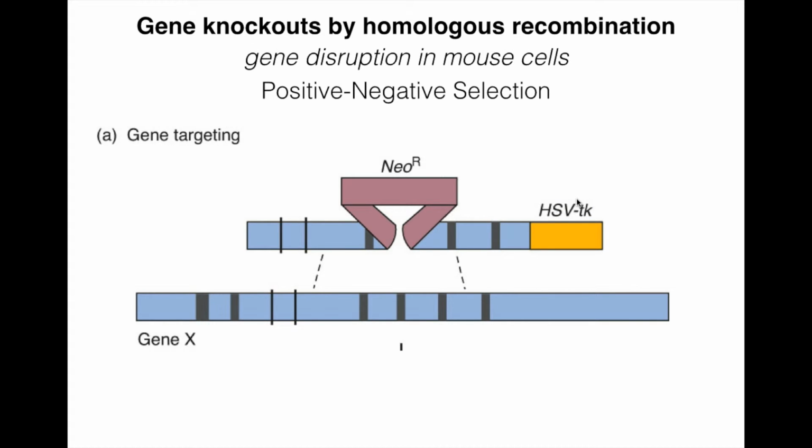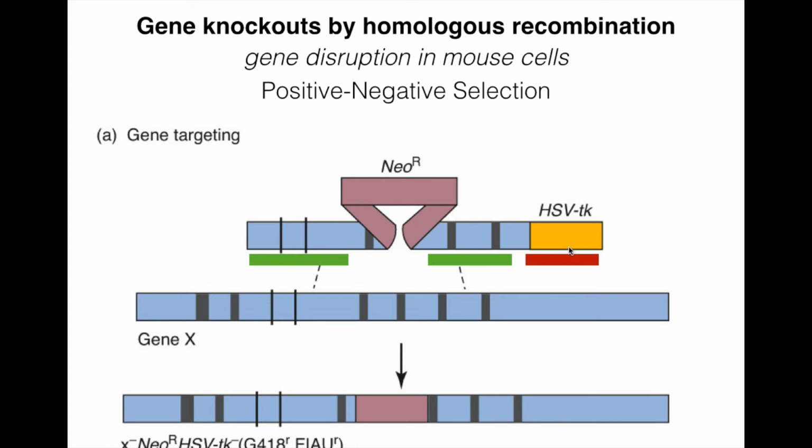Here's how that works, with a diagram. The green areas are showing us the areas of homology. The red is not homologous to our gene of interest, and so recombination will take place in between these two areas of homology and will exclude the area that is not homologous. When the neo gene is inserted by homologous recombination, it takes place only in between these two areas of homology. So we get our neo gene here, and the HSV-TK is not included in this insertion.